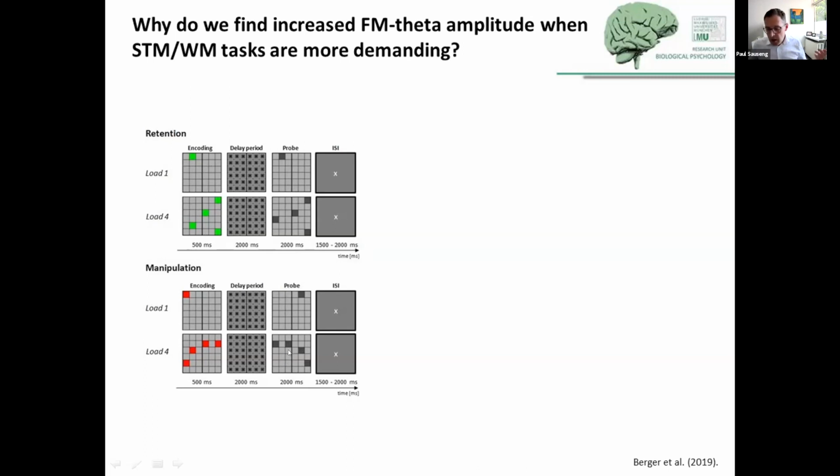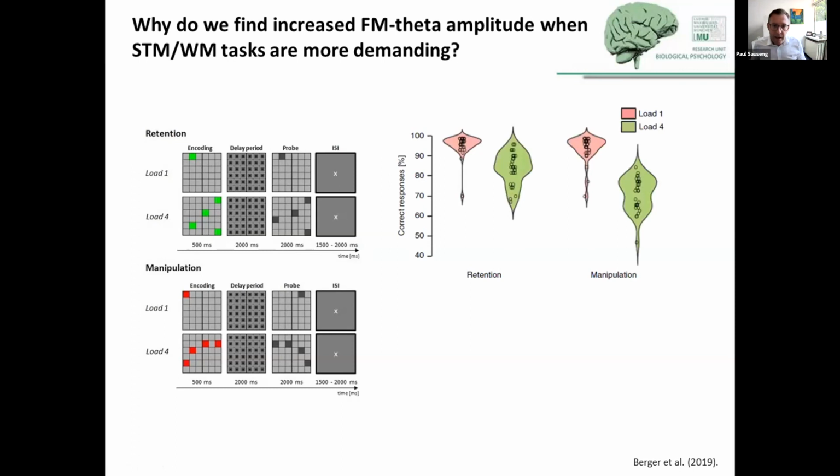But when you have to do that with 4 items, it becomes actually quite difficult and quite complex. As one would expect, the 4-item manipulation task, of course, is the most difficult one. Only retaining one item is very, very easy. It's not very surprising.